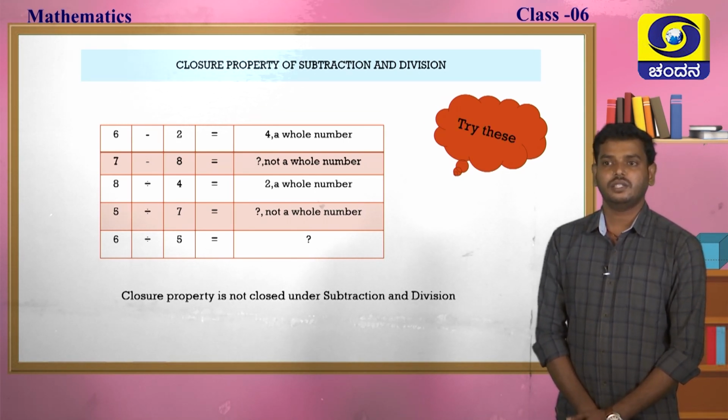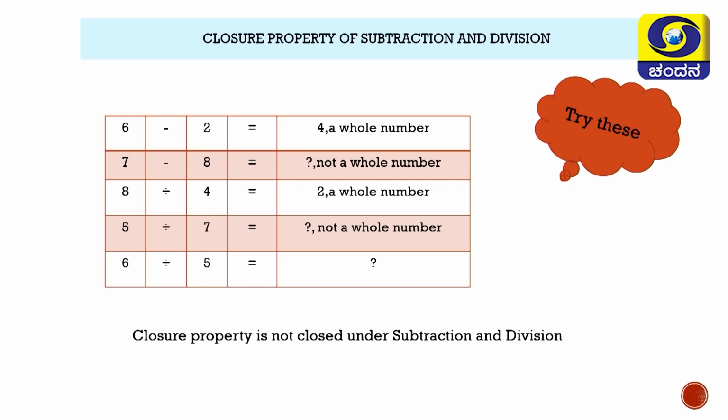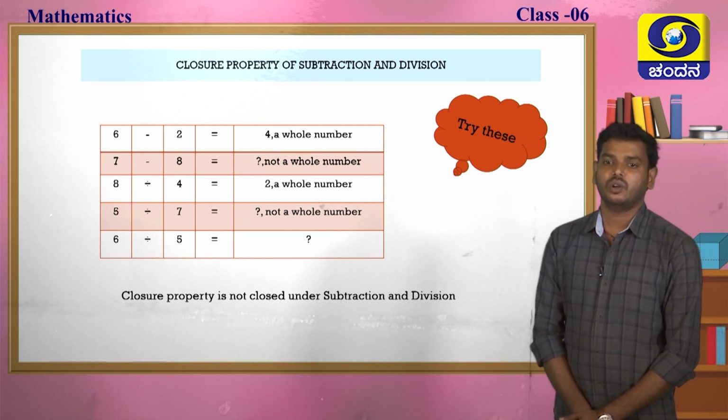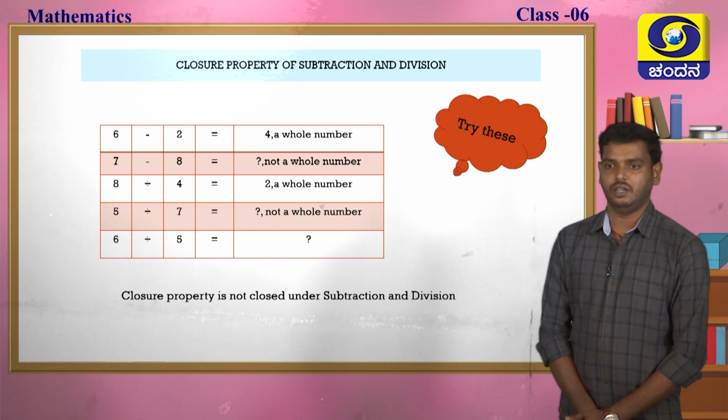Next, 8 divided by 4, which gives you 2, and you can say that 2 is a whole number. Next, 5 divided by 7, division is not possible, hence it is not a whole number. Can you try this? 6 divided by 5? Yes, 6 divided by 5 is also not possible, children, hence it is not a whole number. By this, I can say that closure property is not closed under subtraction and division.